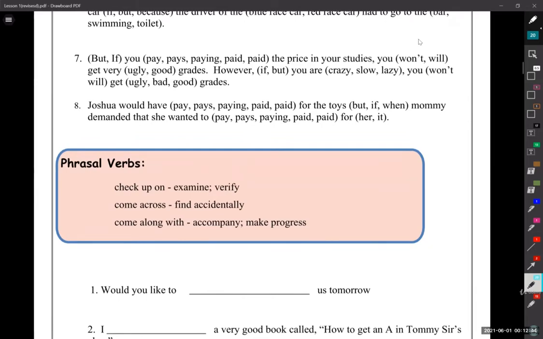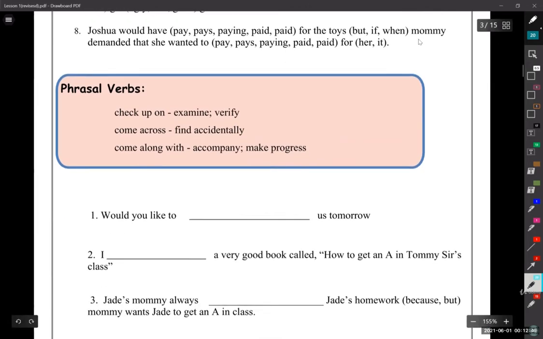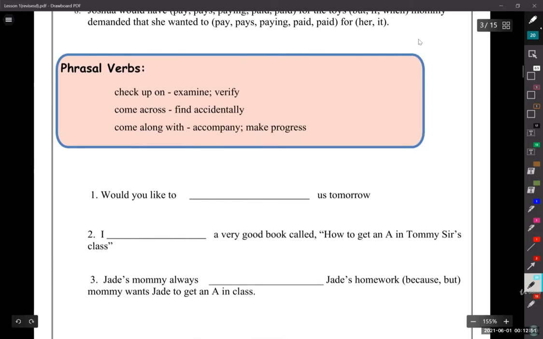So after the sentence, we have phrasal verbs. So now for phrasal verbs, there are 3 phrasal verbs for now. So we have check up on, come across, come along with. Now, most lessons we try and repeat to revise the students, see if they remember the phrasal verbs from the previous lessons. So every lesson we try to give them something different, something new, so that they can learn it and they are able to use it, because phrasal verbs for some students or for most are harder to learn.